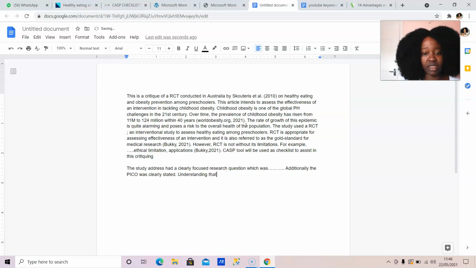understanding that preschoolers are dependent, it is acceptable that the intervention is focused on their parents or caregivers, right?